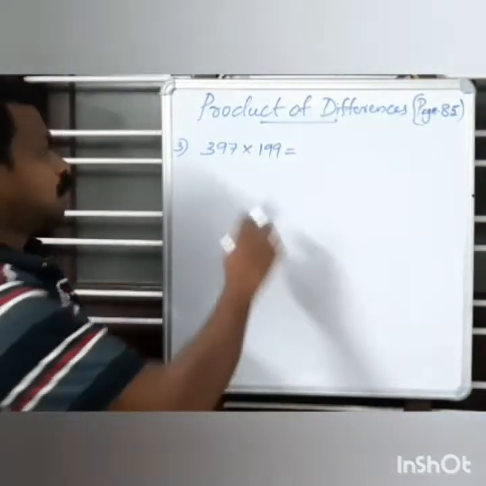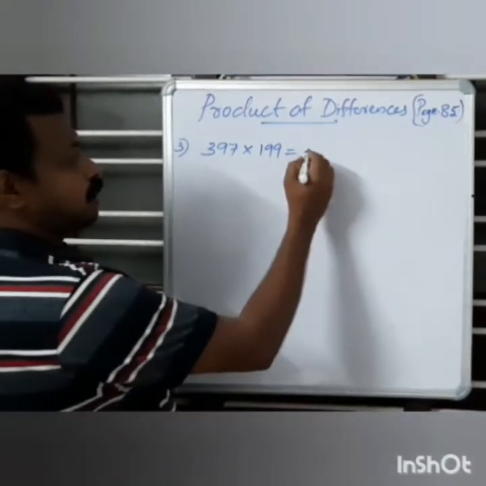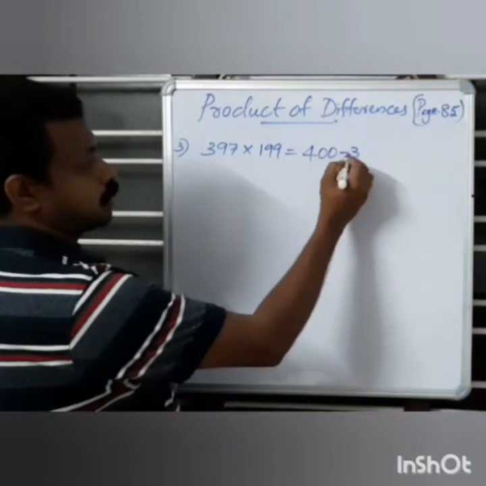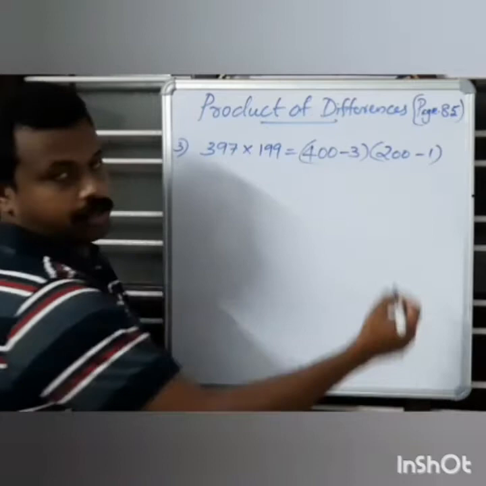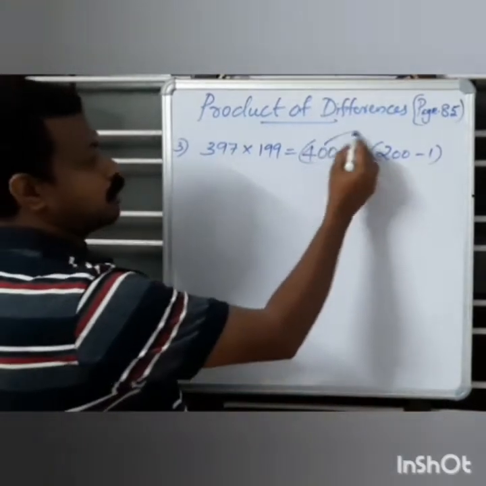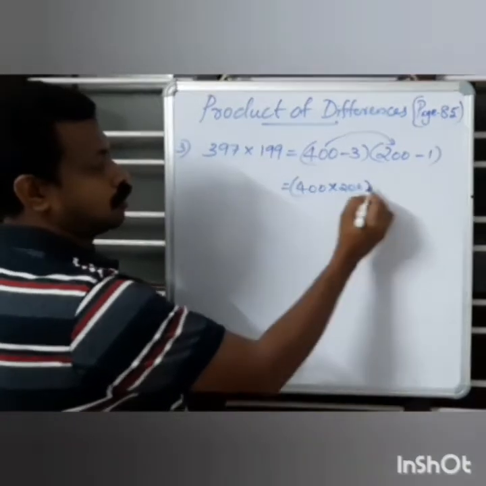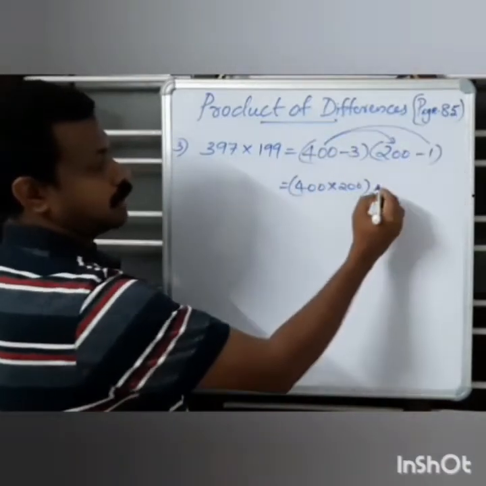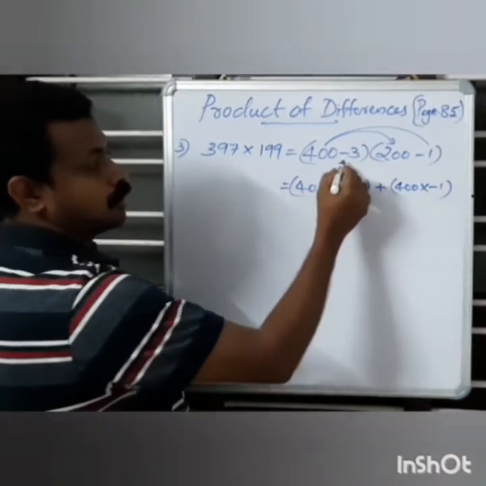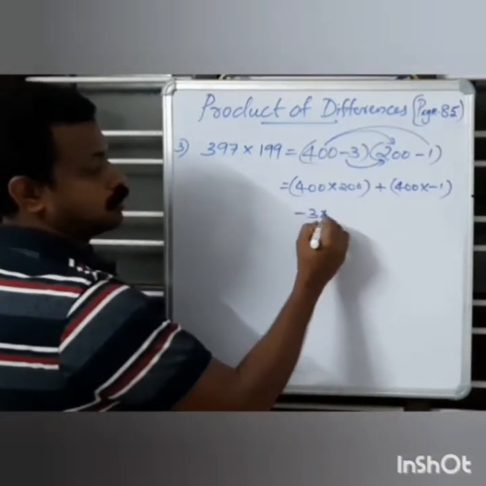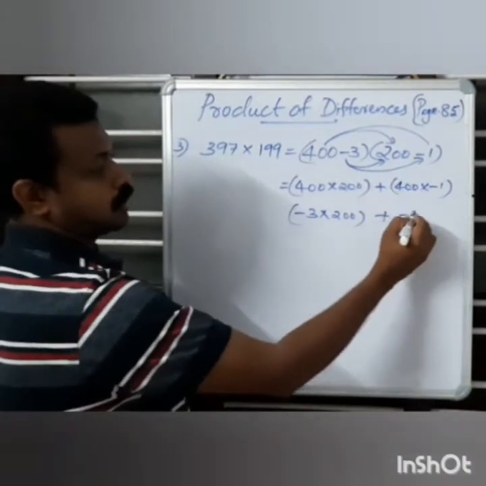Next question, 397 into 199. So 397 you can write as 400 minus 3. 199 we can write as 200 minus 1. Then 400 into 200, then 400 into minus 1, minus 3 into 200, minus 3 into minus 1.